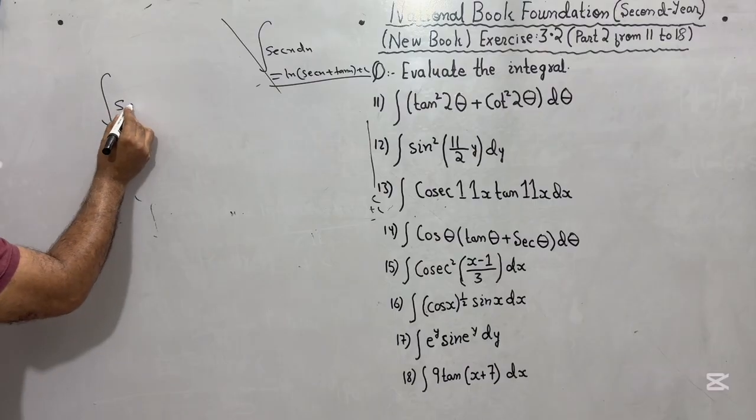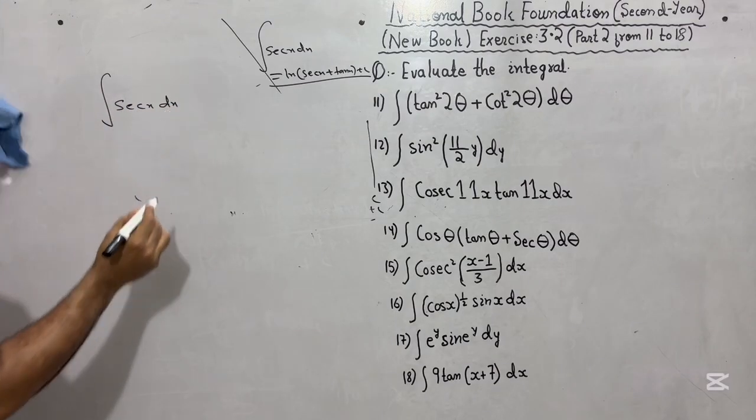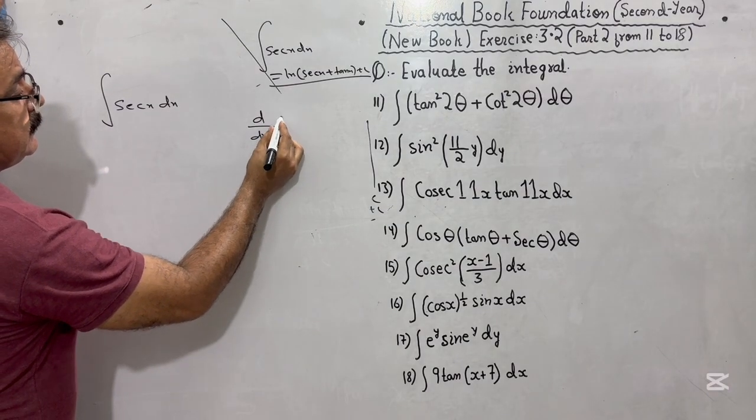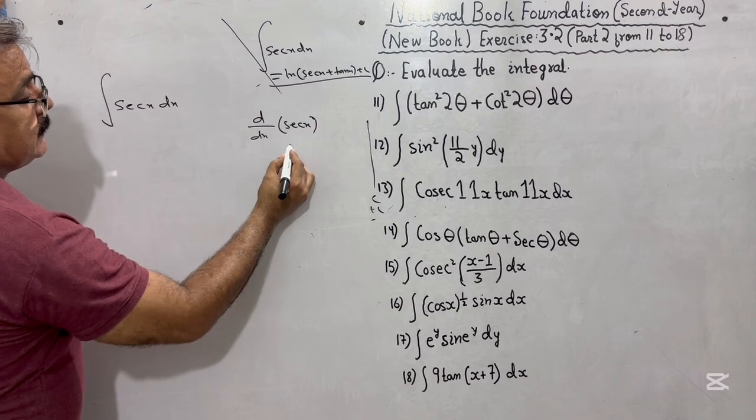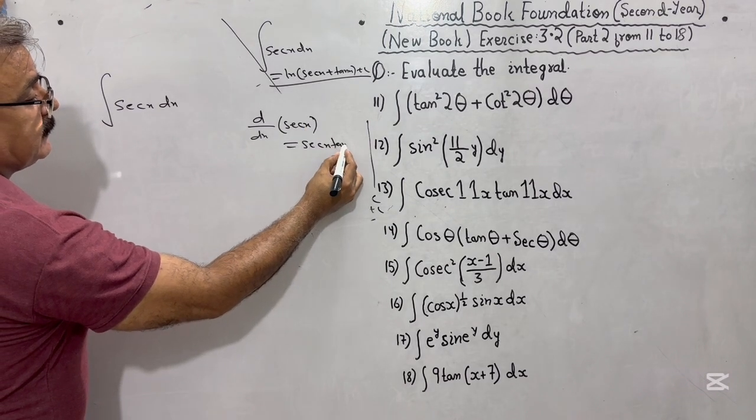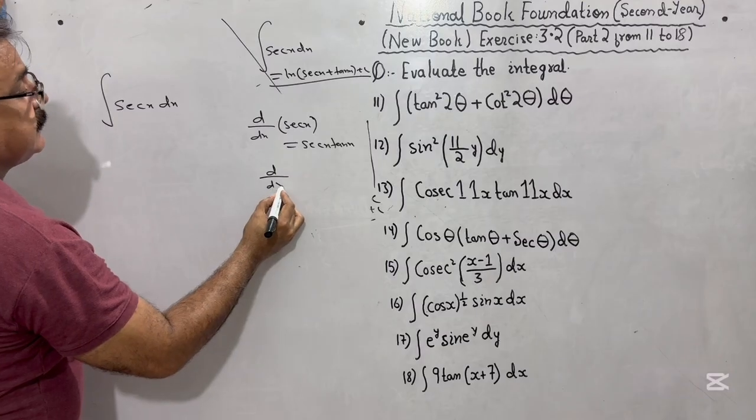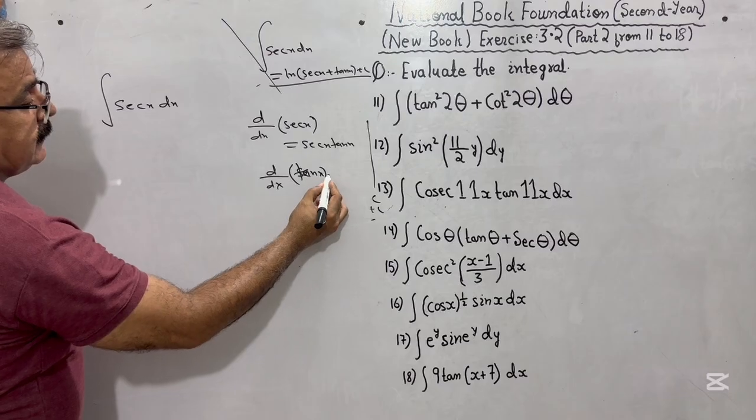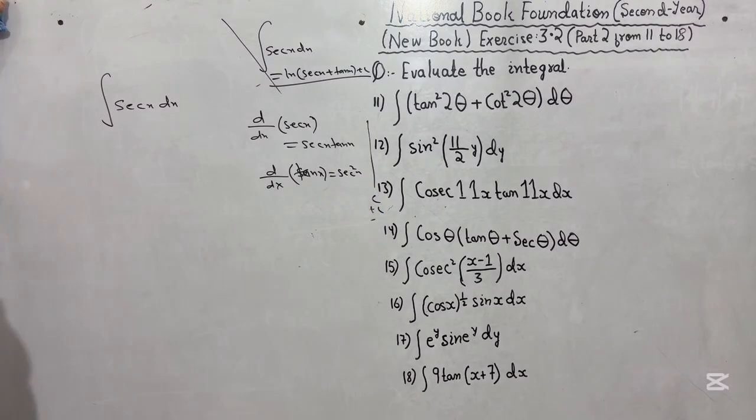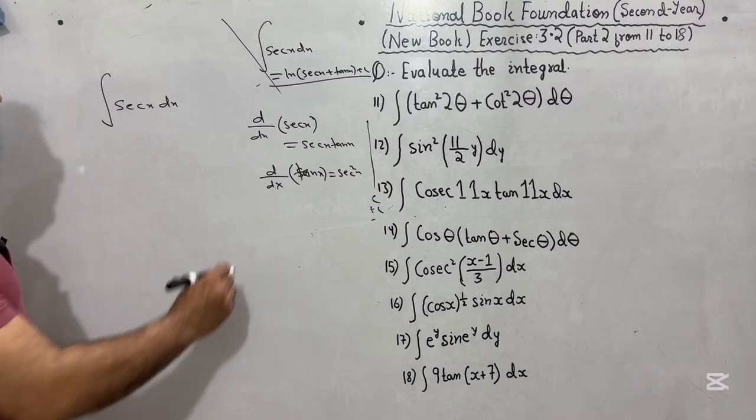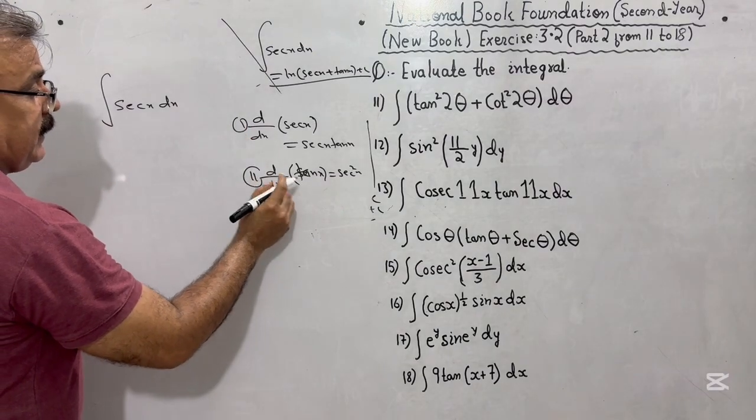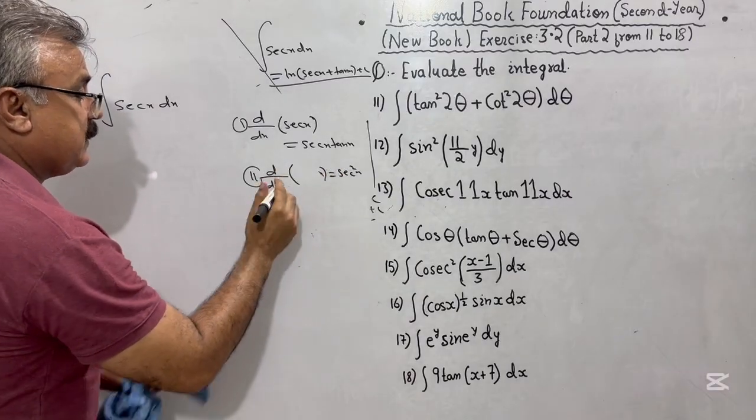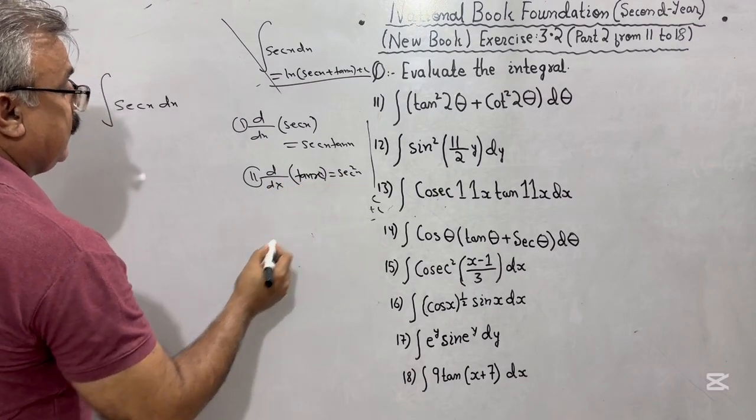Integration of sec x dx. Sec, we are familiar with. The differentiation of sec is sec x as well as tan x, number one. Number two, differentiation of tan is sec square x.